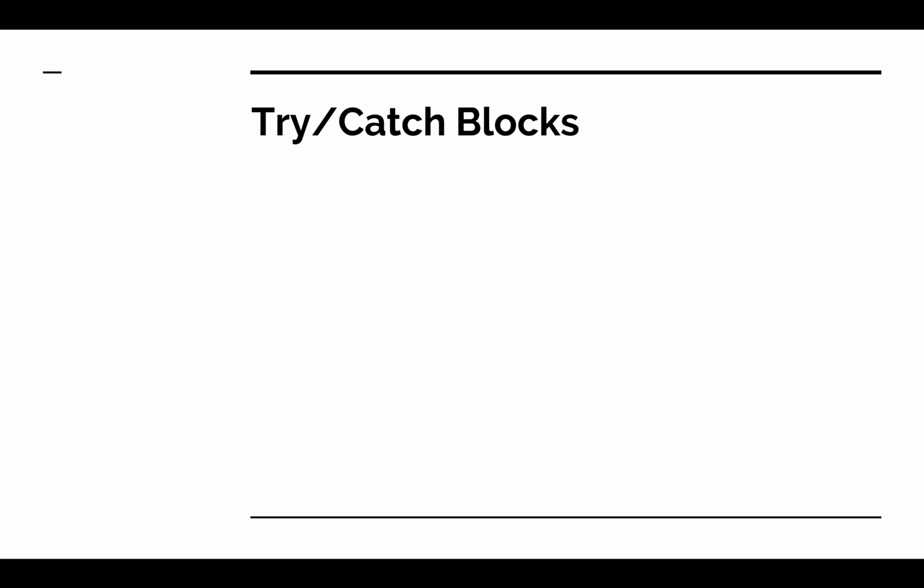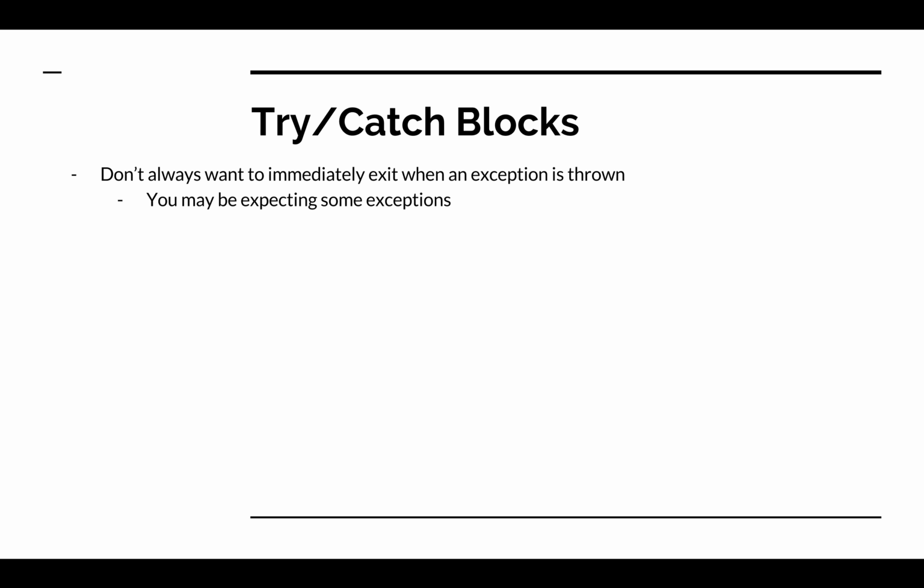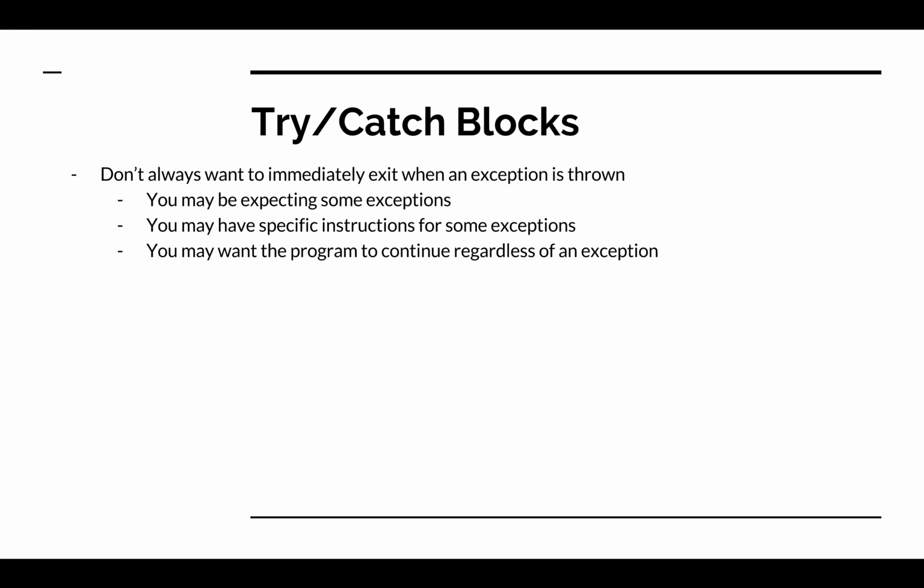Okay, so how do you catch an exception? You use what are known as try-catch blocks. We don't always want to immediately exit when an exception is thrown. Sometimes you might be expecting some exceptions. You may have certain instructions for those exceptions, and maybe you want the program to continue regardless of an exception if you have a default value, if the method you're trying to call fails.